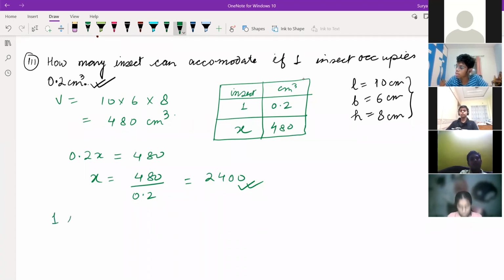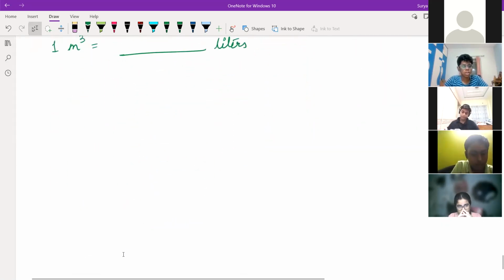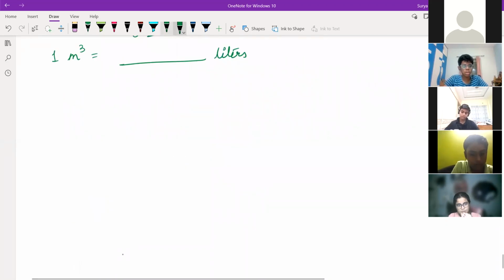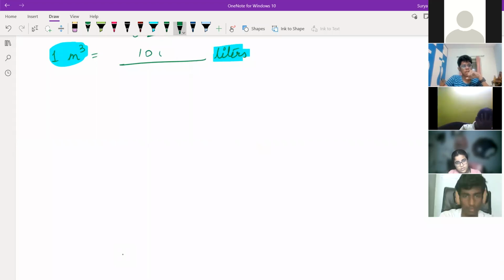1 liter is equal to how many centimeter cubes, and 1 meter cube is equal to how many liters? Who will tell me? In 1 meter cube, how many liters of water will come, children? Sir, 1000. 1000 liters is the correct answer.